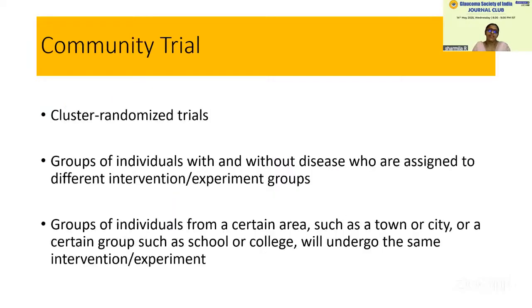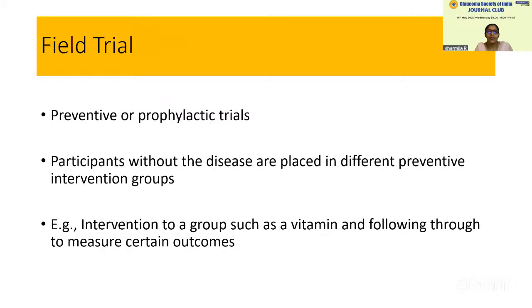Now, community trial. A community trial is basically a large trial which is usually done on a large population in a very short period of time, a cluster randomized trial. So here groups of individuals who have the disease or do not have the disease are assigned to different intervention or experiment groups. And these groups are identified from either a town or a city, or it could be a certain group such as a school or a college, because they'll all undergo the same intervention or experiment.